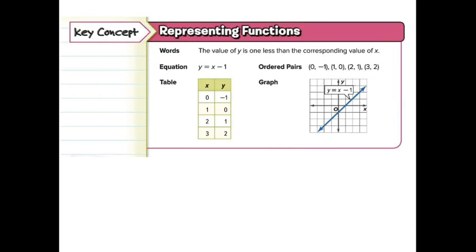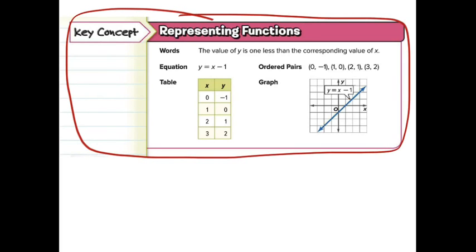Okay, the last thing we're going to look at in this section is this key concept. Up until this point, we could show functions with a table, with ordered pairs, and with a graph. We had done that already. Now the new thing we added was an equation. They did put it in words here, but do know that each of these 5 representations is a way that you can show a function: using words, using an equation, a table, ordered pairs, or a graph.